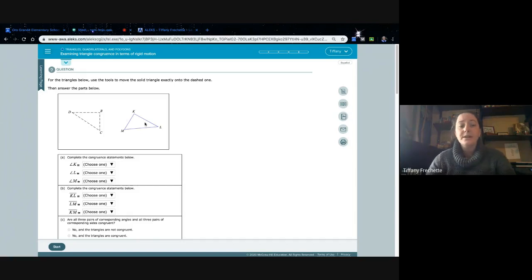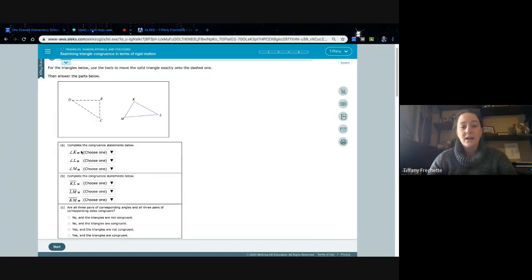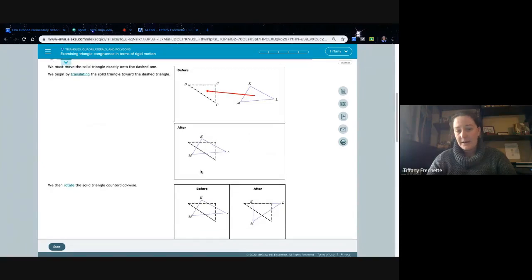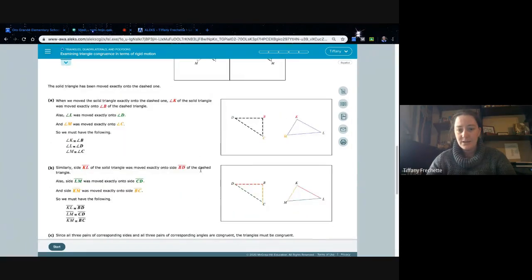We're going to use the tools to take this shape, the blue shape, and put it right on top of the dashed line. What we do need to pay attention to is where do the points end up going so that we can actually map that and see how it works. Then we just say angle K, well, that landed right on top of, to me, this looks like it would be angle L. Let's see if we scroll down. Yep, that's exactly where it lands.